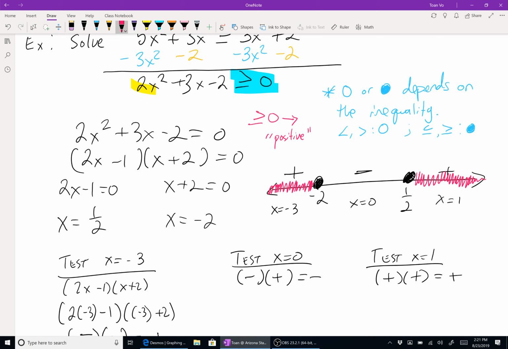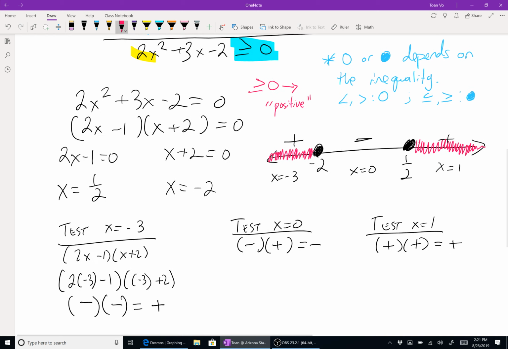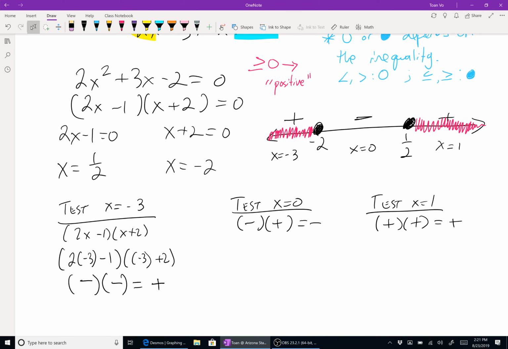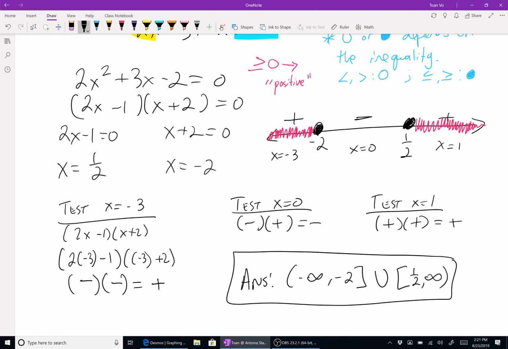Easy peasy? Yep. The instructions on the practice and on the upcoming tests will say put your answers in interval notation. So just take one extra step, write in interval notation. So my final answer that I will submit will be -infinity to -2 union 1/2 to infinity. That would be the answer I would accept.